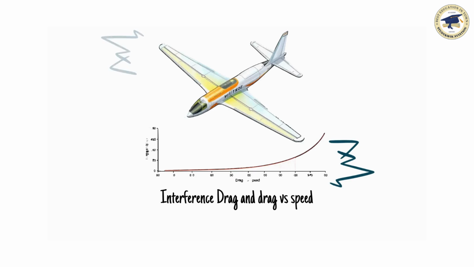If we plot drag versus airspeed, we see induced drag dominates at low speeds, especially near stall, when the aircraft must fly at high angles of attack to maintain lift.